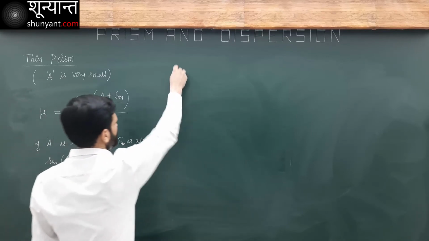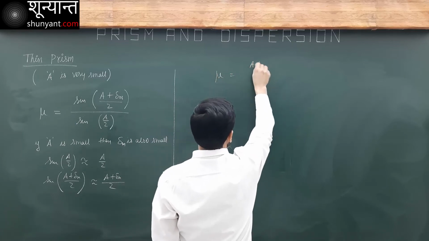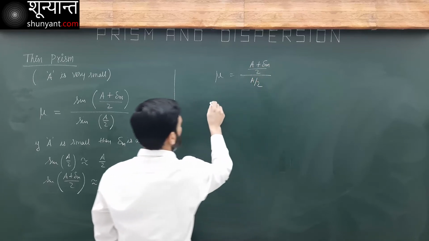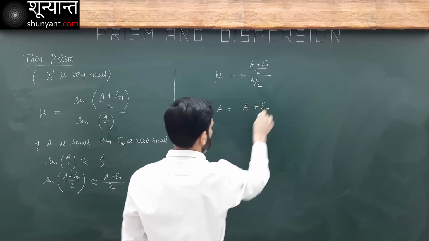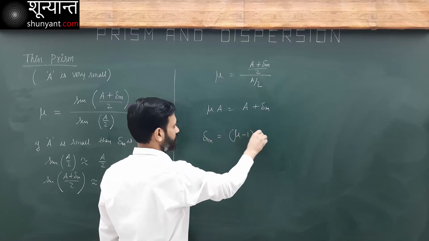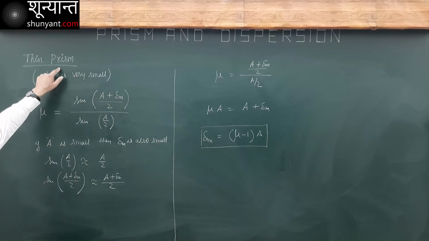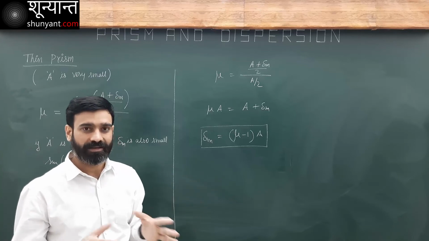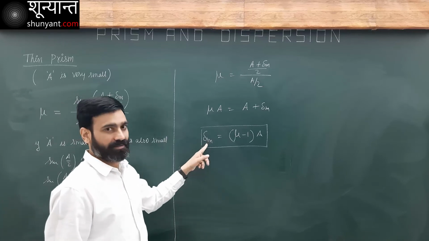Now let's make some rearrangement here. This becomes (A plus delta m) over 2 and A over 2. So mu times A is going to be equal to A plus delta m. Delta m is (mu minus 1) times A. For a thin prism, when angle A is very small, let's say a few degrees, 2, 4, 5, 6 degrees, small angle, then this will be the minimum deviation.